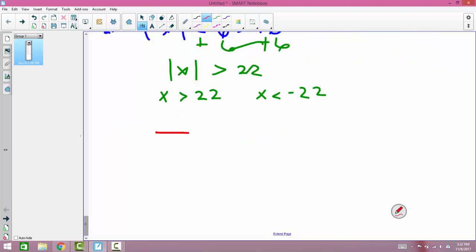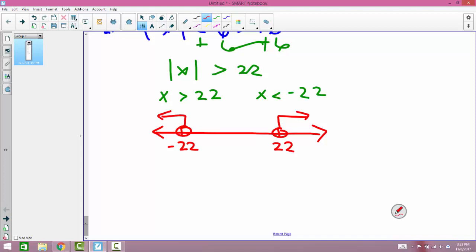On a number line at 22, you're going to have an open circle. X is greater than, so the arrow is right. At negative 22, you're going to have an open circle. X is less than, so the arrow's left.